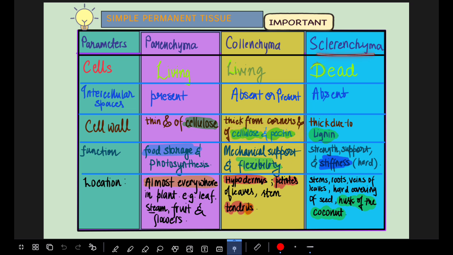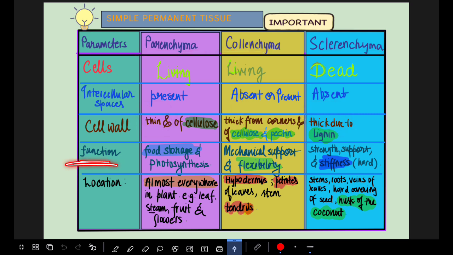Now sclerenchyma is uniformly thick. This is the cell, and it is uniformly thick because of the presence of lignin. So the cell wall in parenchyma is made up of cellulose. In collenchyma, it is made up of pectin and hemicellulose, and in sclerenchyma the cell wall is made up of lignin. In parenchyma the cell wall is thin, the sclerenchyma cell wall is thick, and collenchyma is intermediate.